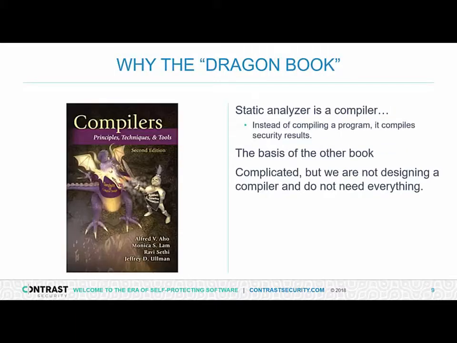And the reason that I choose the Dragon book is that, in a sense, a static analyzer is really just a compiler whose goal is to produce security results instead of producing a program. So Compilers, Principles, Tools, and Techniques was actually the base of the other book upon which it was built, and it is a bit of a complicated book, but we're not going to be going through and building a static analyzer, so we don't need everything that's written in this book. It just covers the solid fundamentals of how things work.